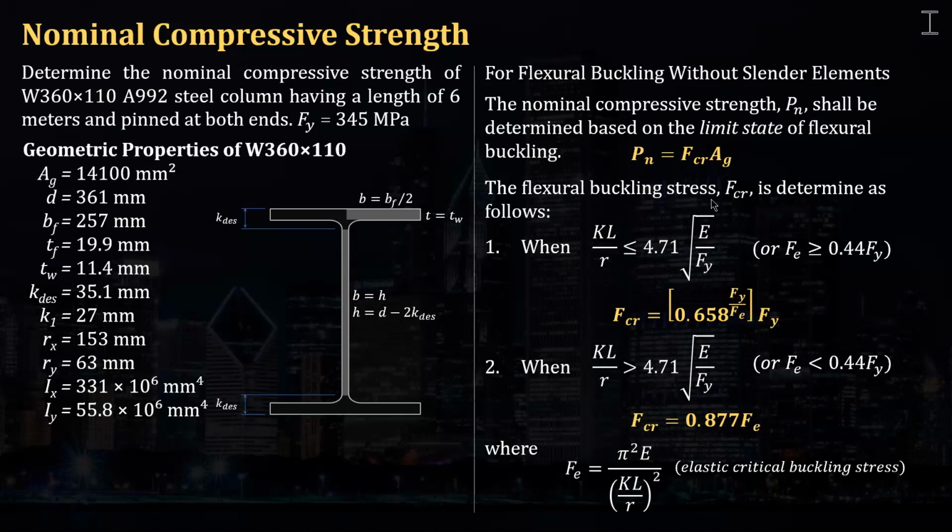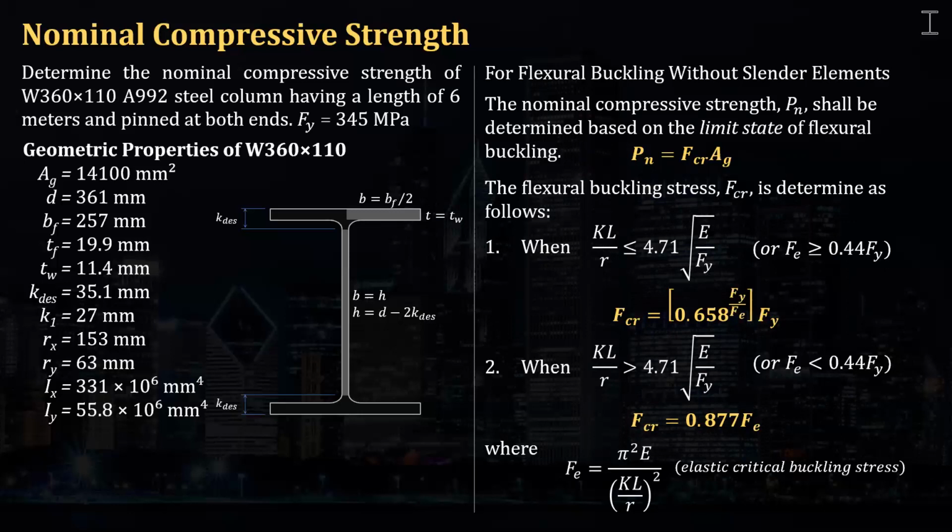So that flexural buckling stress is determined as follows. When KL over r, or the slenderness ratio, is less than or equal to 4.71 square root of E over Fy, or when Fy over Fe, where Fe is the elastic critical buckling stress, or the Euler critical buckling stress, is less than or equal to 2.25, then we're going to use this formula, that is Fcr equal to 0.658 raised to Fy over Fe times Fy.